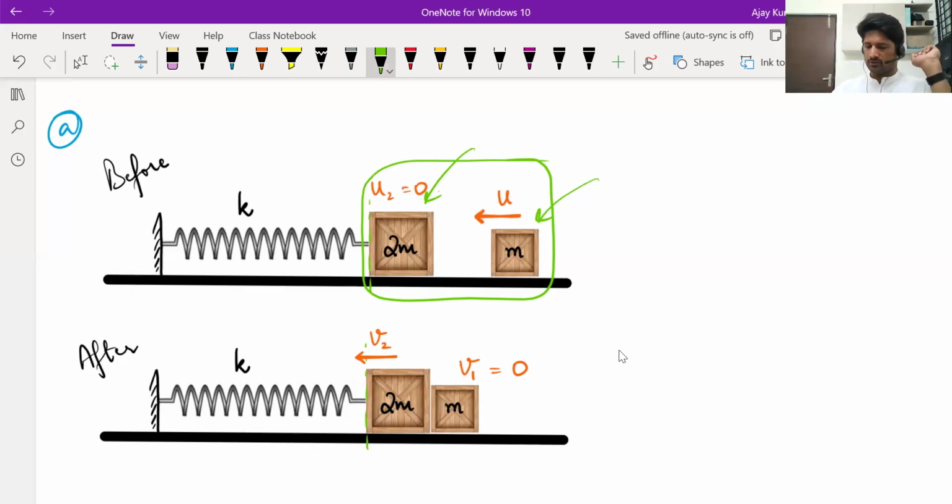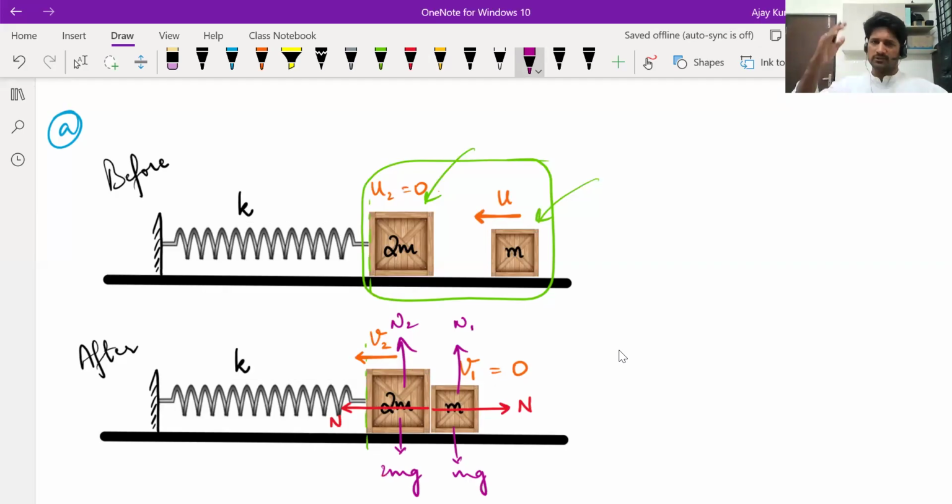You have to think in terms of forces. When the blocks just come into contact with each other, there will be a normal force acting between the blocks. One normal force acts on small m this way. The same amount of normal force will act on 2m the other way, an action-reaction pair. And apart from these, their weights, 2mg and mg, and normal forces from the surface are acting. You can call them n2 and n1. All the motion is happening in the horizontal direction, so we'll ignore the vertical forces. They are balanced.